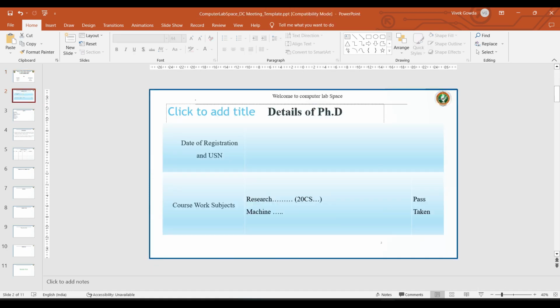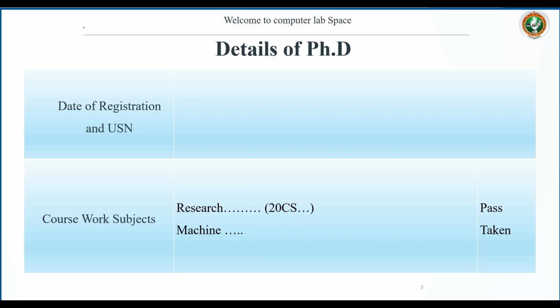The next slide is your details of PhD. Since it is your first doctoral committee meeting, you need to mention the details of PhD because your RAC members need to know that, right? So that is the reason. Here, I have mentioned "Welcome to Computer Lab Space" just as an example. You can put your research topic title, and that should be in a lesser font size, not highlighted more than the content of the PPT. So that's why I have put it in a lower font size compared to the content of this particular slide.